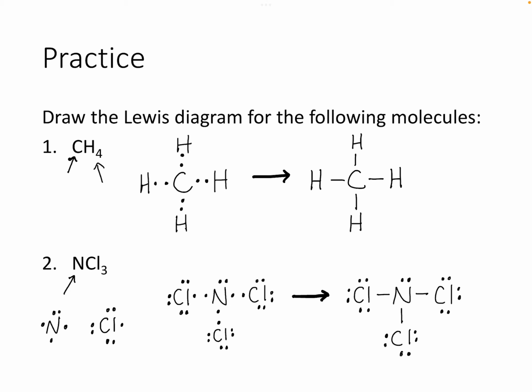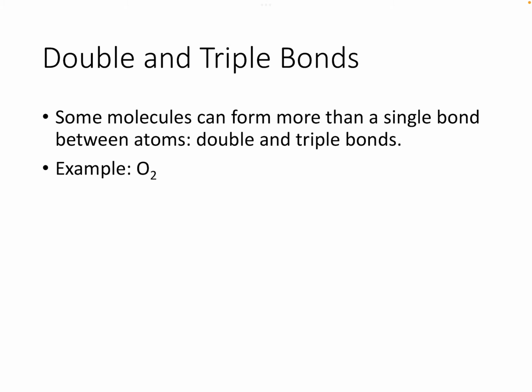Now, sometimes molecules can actually form more than a single bond between atoms, because so far we've just been showing one bond between two atoms. But you can actually have some situations where you need two bonds between atoms, or even three bonds. So we call those double and triple bonds. So let's look at an example where we might need multiple bonds between atoms in order to gain that octet of electrons. So let's look at the diatomic molecule O2.